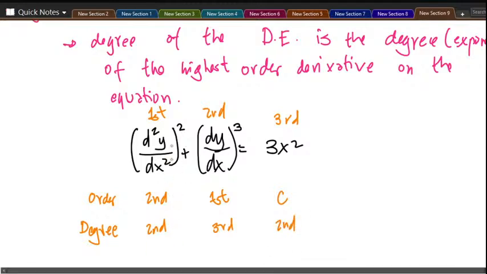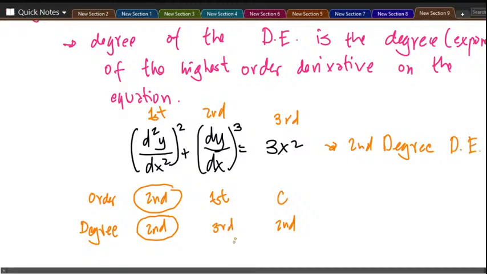Okay, so the degree of our differential equation is based on the highest order derivative. Our highest order derivative is the first term, which is the second order. Whatever the degree of that term, that is also the degree of our differential equation. In this example, it is second degree. So our DE is a second degree differential equation.